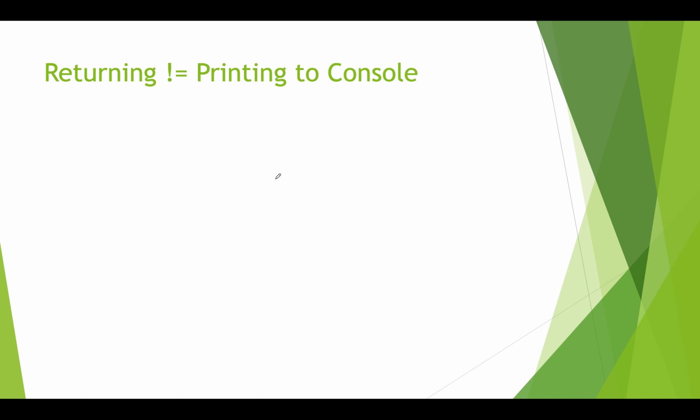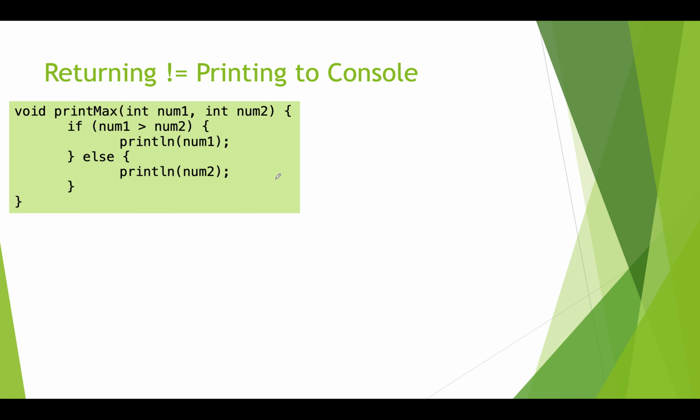These are two very different things. Let's look at an example. This function, printMax, you pass in two ints, it figures out which one is bigger, and it prints out the one that's bigger. In this case, num1 would be printed out to the console. If num1 is not bigger than num2, then num2 is printed out to the console. So this has the effect of printing something out to the console, which is visible to the programmer, but it doesn't return any value back to the code that calls this function.